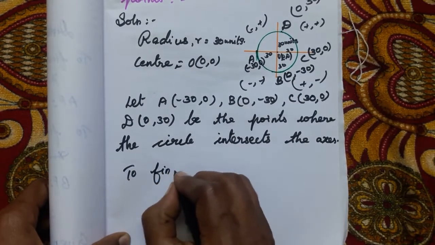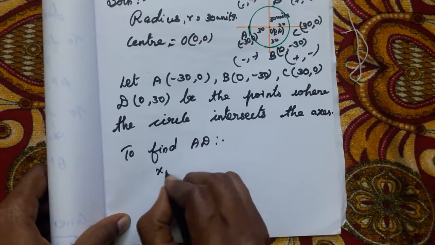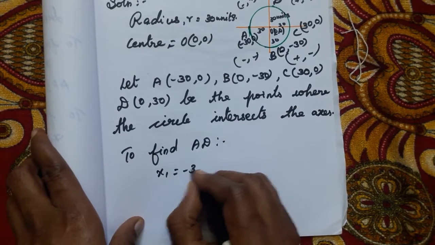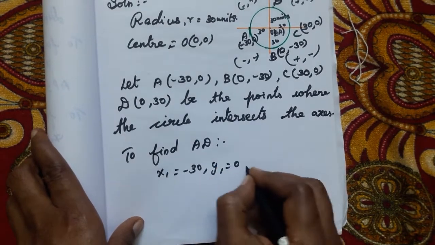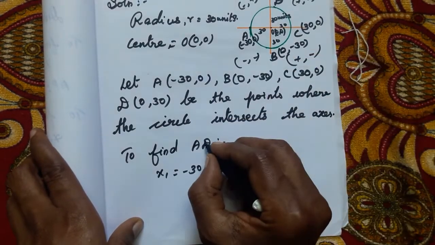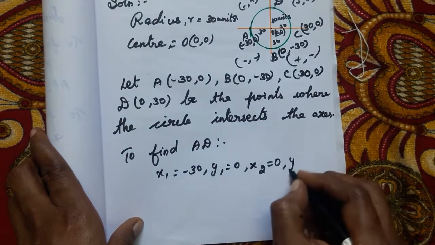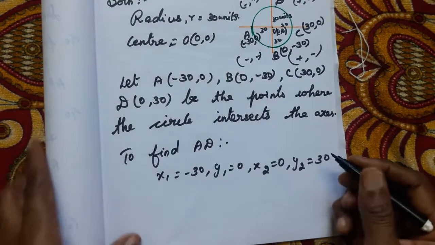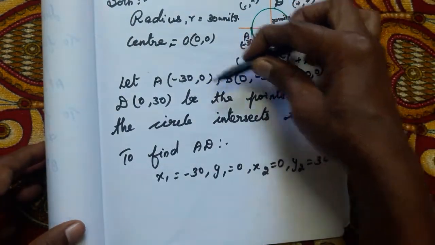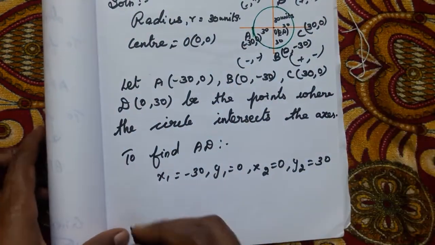To find AD, x1 is equal to minus 30. Next y1 is equal to 0. x2, for AD, x2 is equal to 0. y2 is equal to 30. Okay. x1 is equal to minus 30, y1 is equal to 0, x2 is equal to 0, y2 is equal to 30.